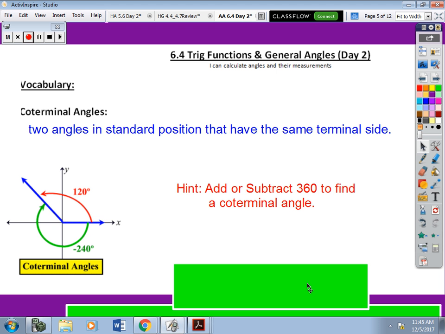I would draw this picture. I would draw this if I were you. This helps you the most to understand what they are. One of them goes this way, the other one goes this way. Together, they create 360 degrees.